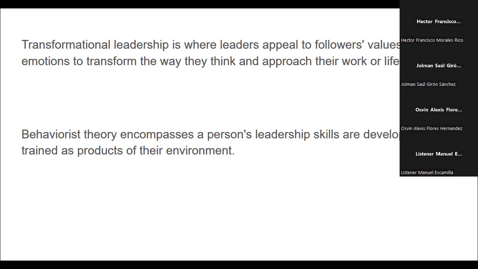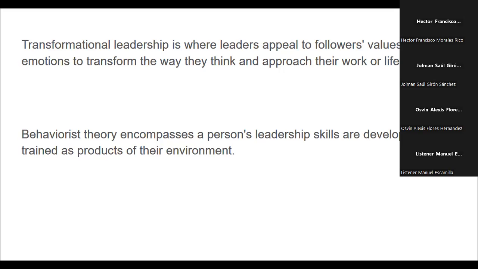Would be like defend or something like that. Appeal is when you try to convince somebody according to their values. Something like that is appealing. So to try to understand the other person, so to know who to motivate. So in this case, that is the transformational leadership. They try to understand the people so they can transform the way they think, their attitude, so they can achieve all the goals at work or in life.